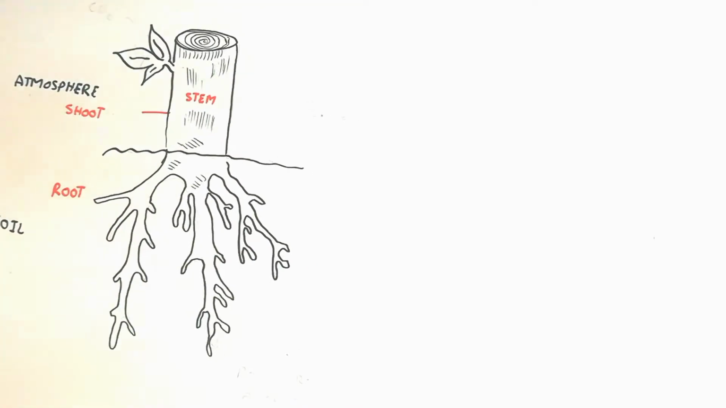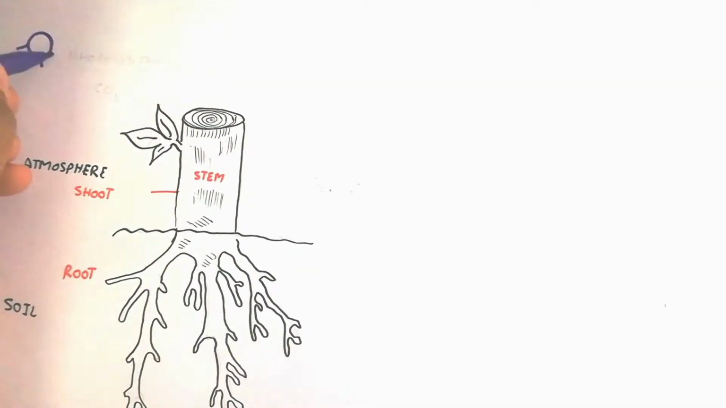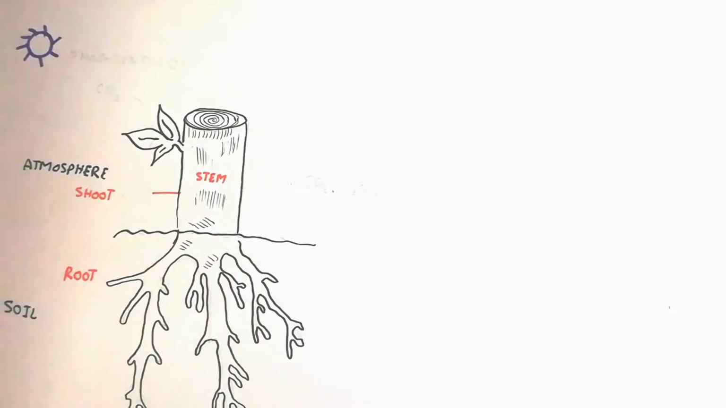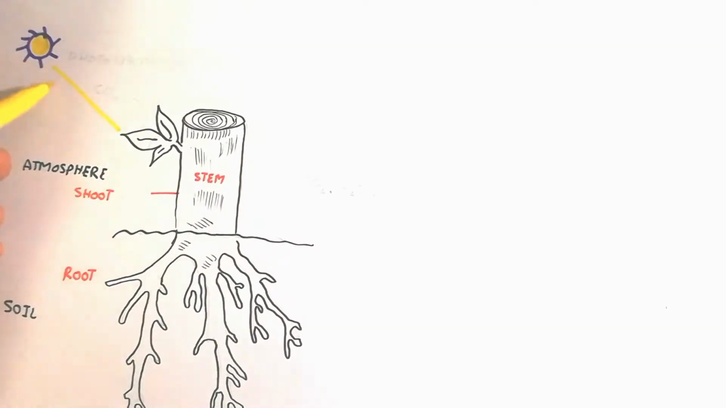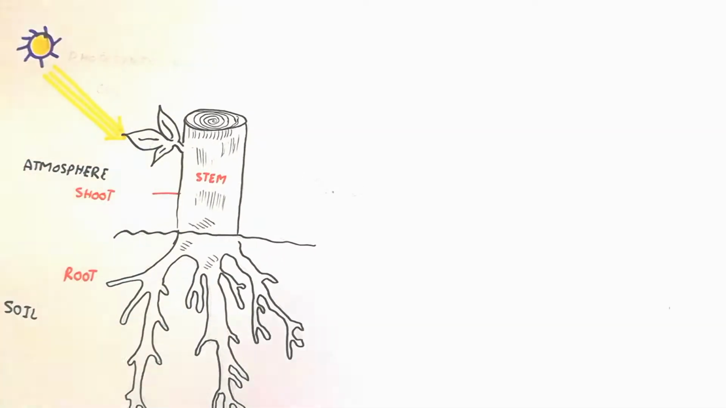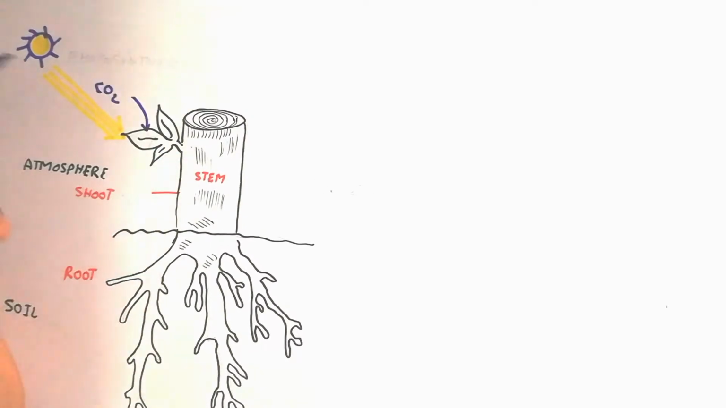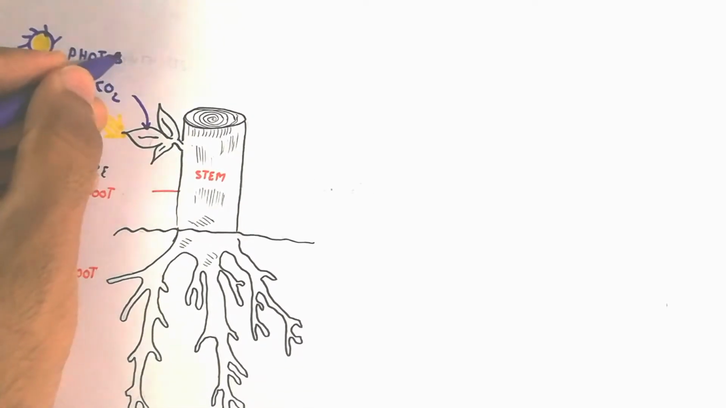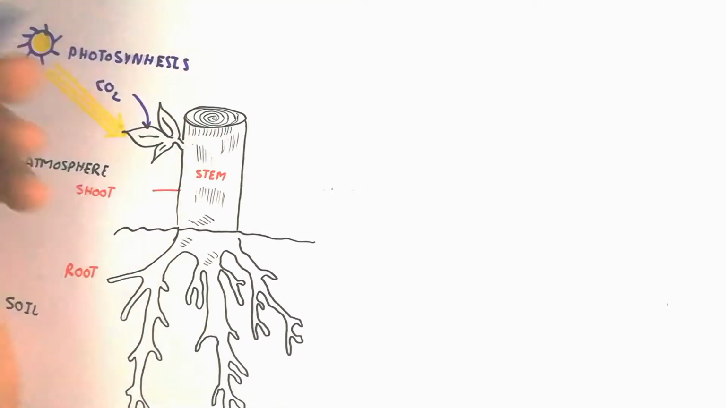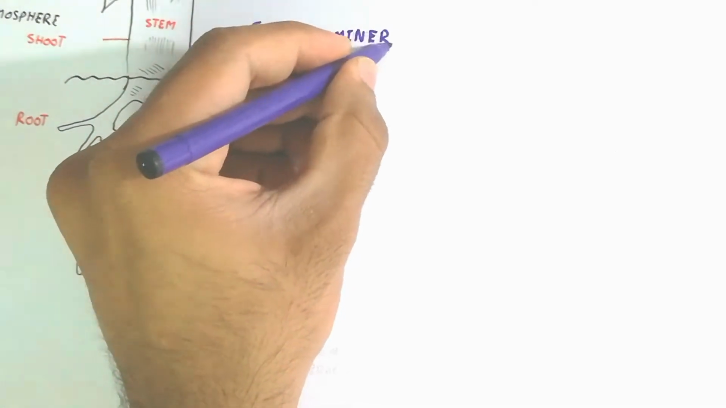So here is the plant. The stem and the shoot system are present on the upper side, above the ground, and there's the soil which anchors the root, which is known as the root system. The shoot system is used for photosynthesis, making sugar and protein etc., by absorbing carbon dioxide to produce oxygen.